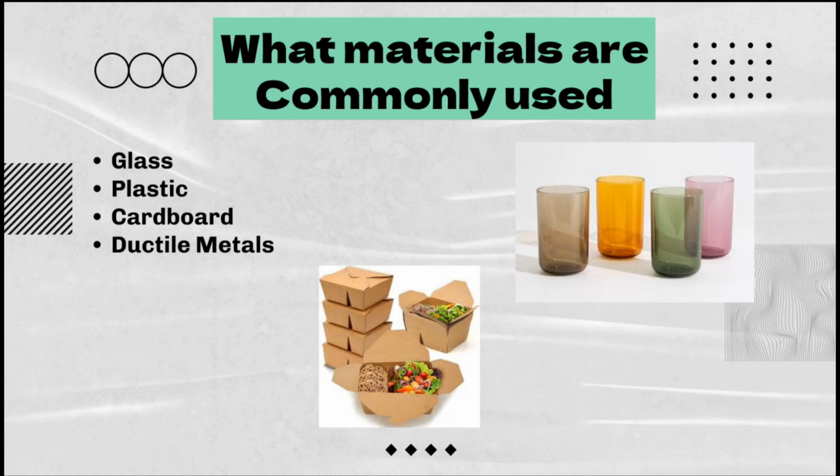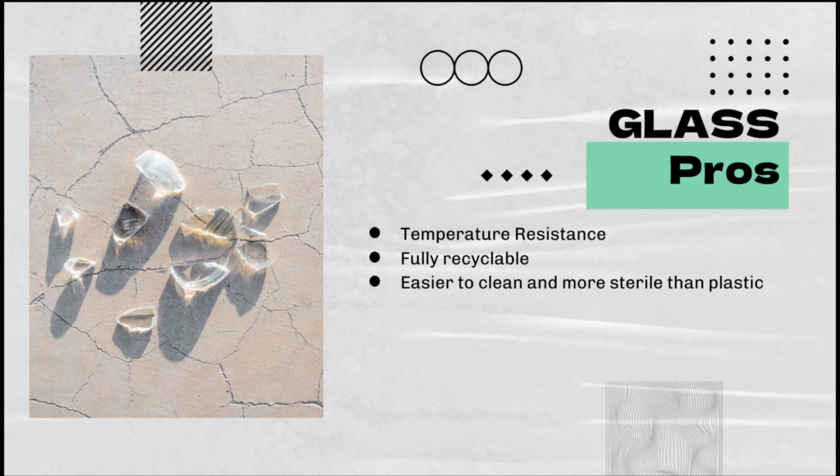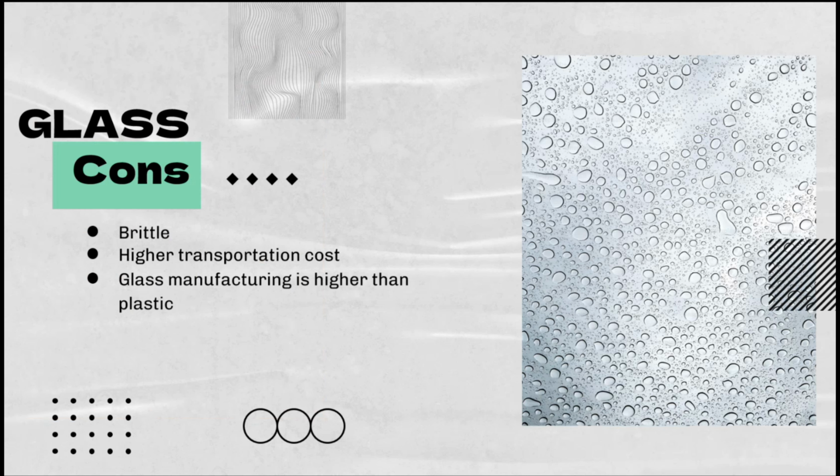Okay, so for the benefits of using glass, it's able to resist high temperatures, it is fully recyclable, and lastly, it's easier to clean and is much more sterile than plastics. Next, for the disadvantages of using glass, it's brittle, it has a higher transportation cost, and lastly, glass manufacturing is much higher in price than plastic. Now I hand over my time to Jun Long.